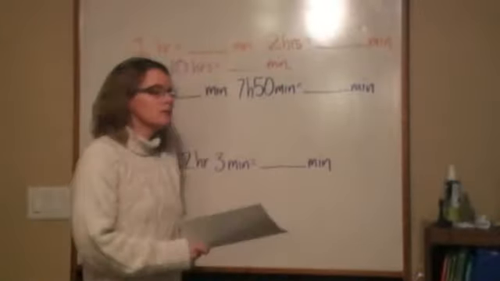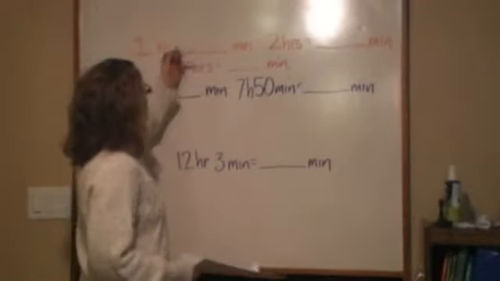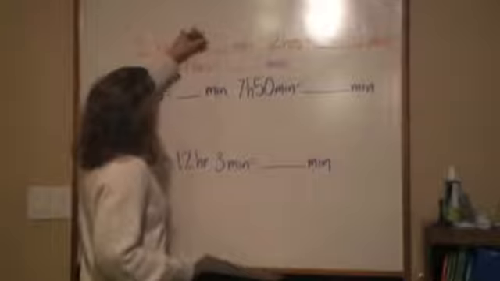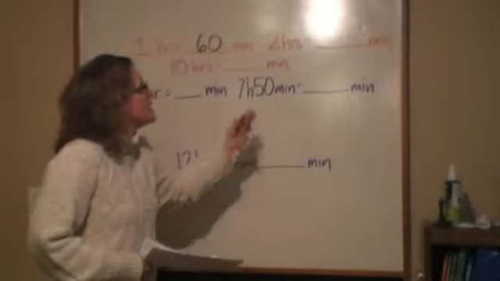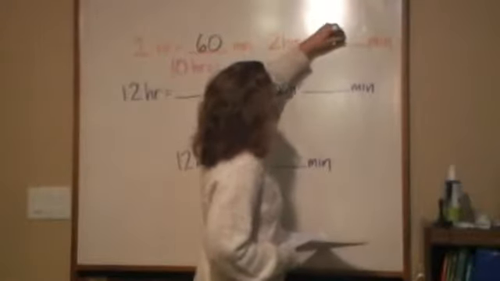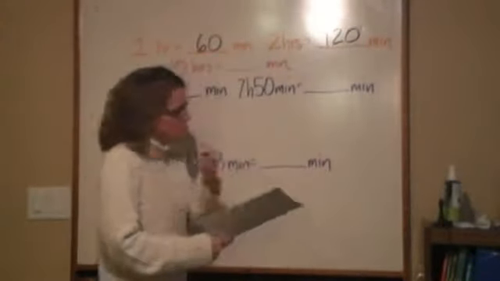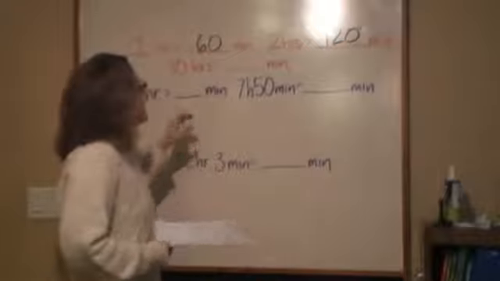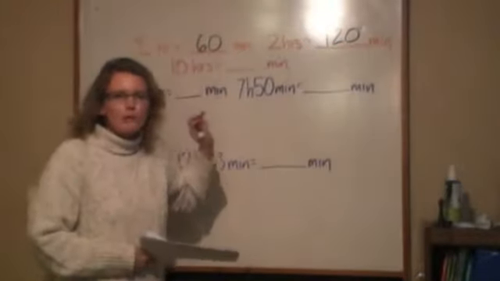All right, so let's do a little review. 1 hour is how many minutes? Super easy, 60. 1 hour, 60 minutes. 2 hours is how many minutes? 120. That was from the other page. Now, how about 10 hours?